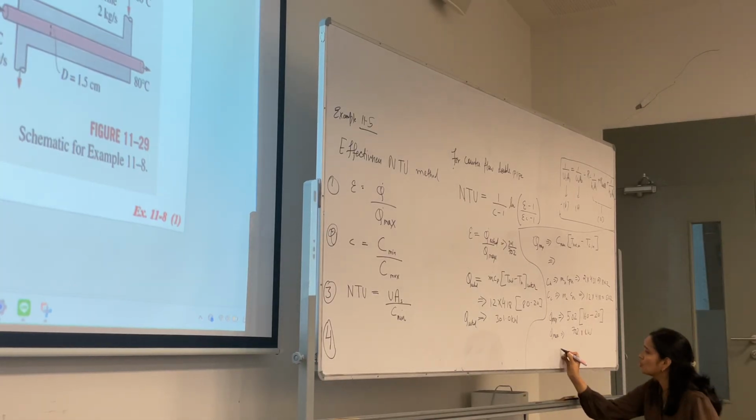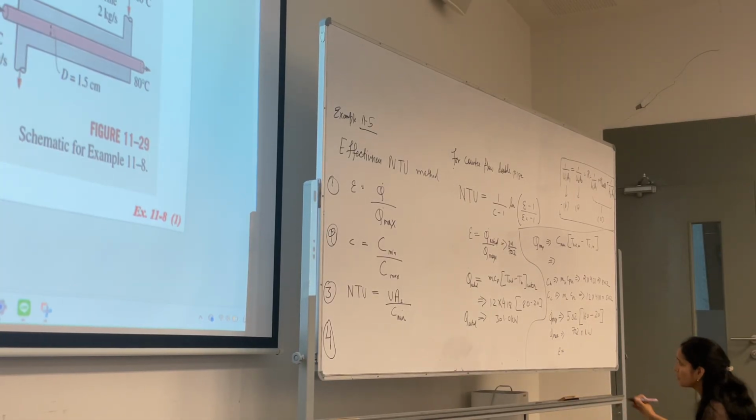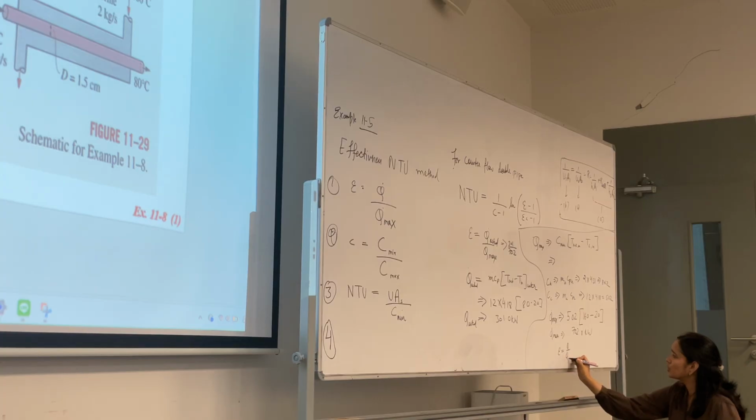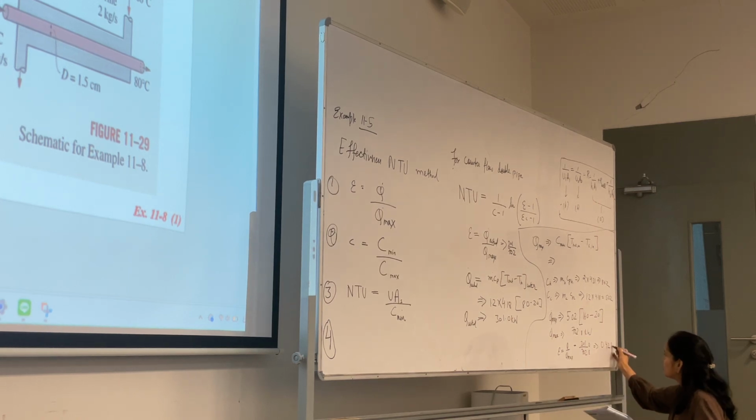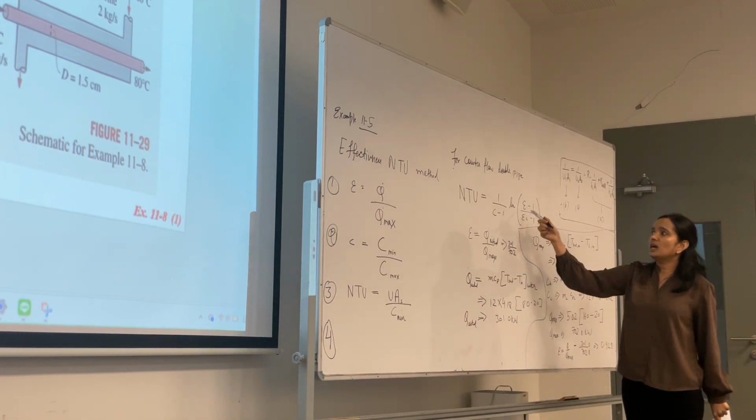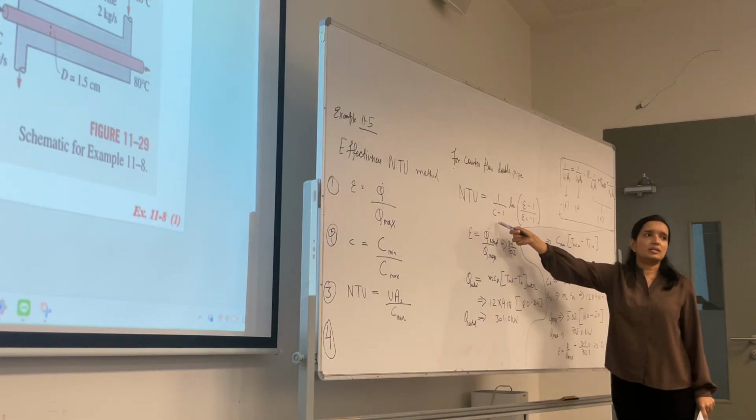So epsilon is Q divided by Q max, 301 divided by 702.8. Epsilon is 0.428. I am using this formula. I have epsilon, but I still don't have C.